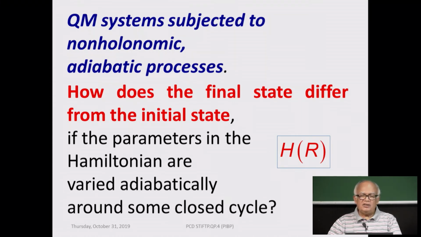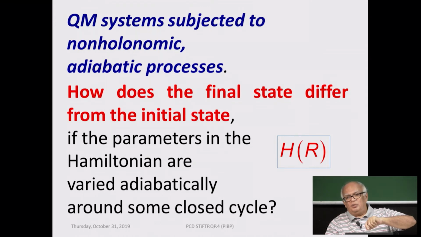Okay? If the parameters in the Hamiltonian are changed adiabatically, and then you bring back the Hamiltonian, you change the parameters so that after the changes you get the same set of parameters that you had originally, does it leave the system with any change or not, like the plane of oscillation ends up changing, right?